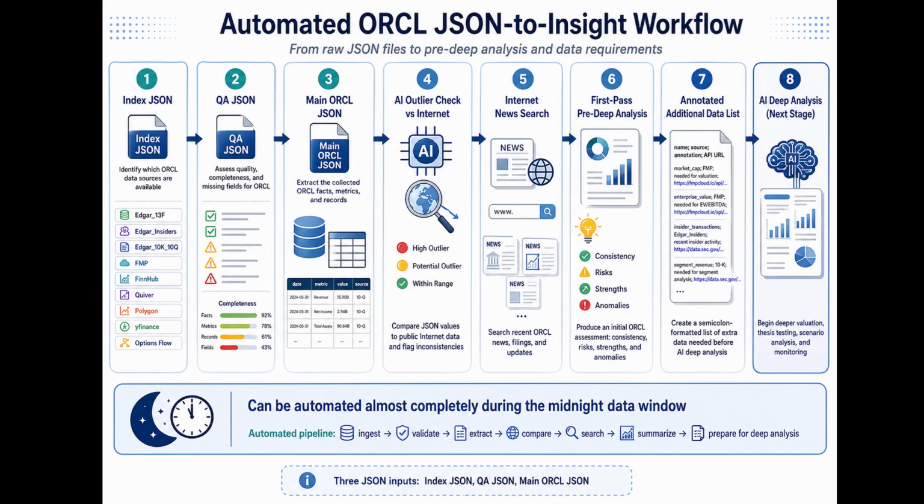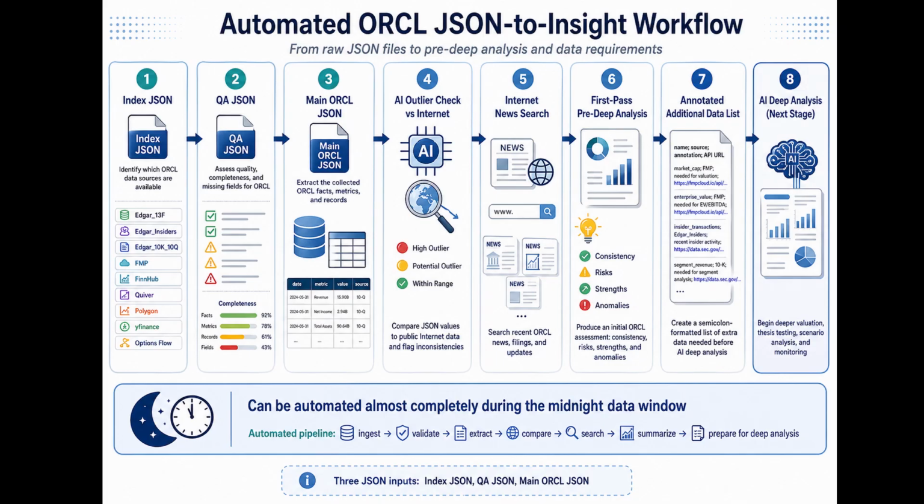Box 4 is the reasonableness assessment. At this stage, AI looks for possible outliers by comparing the ORCL JSON data with other Oracle-related data available through internet sources. The goal is to flag values that may be inconsistent, incomplete, stale, or unusual enough to require further review. Box 5 adds current context by searching for recent news on Oracle. This may include new products and services, acquisitions and mergers, litigation, management changes, major customer announcements, regulatory developments, or other events that could affect the interpretation of the collected data.